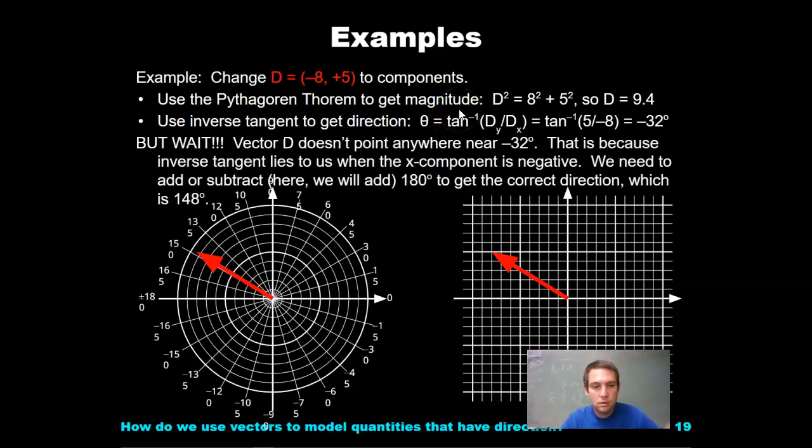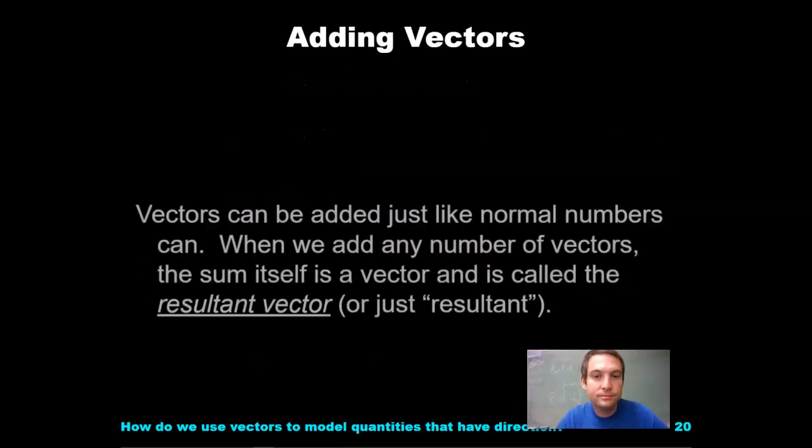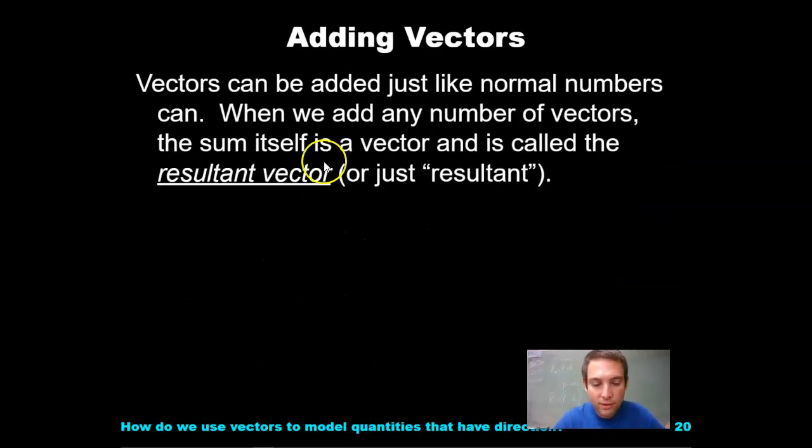Uh-oh! Vector D doesn't point anywhere near negative 32 degrees. That's because the inverse tangent lies to us when the x component is negative. We need to add or subtract 180 to get the correct direction, which is 148. Remember? Okay. So now that we have these different vectors, we can add vectors.